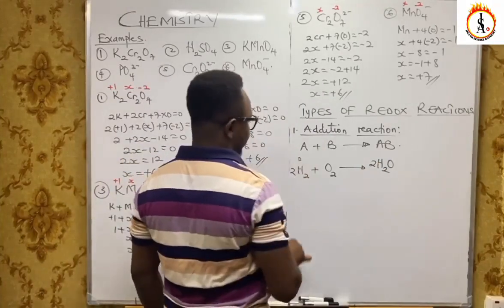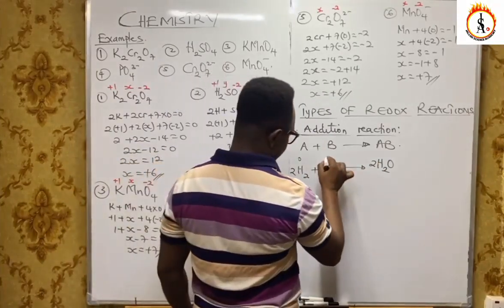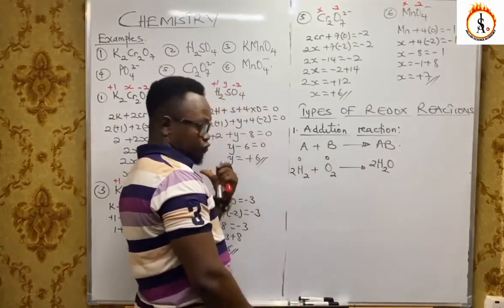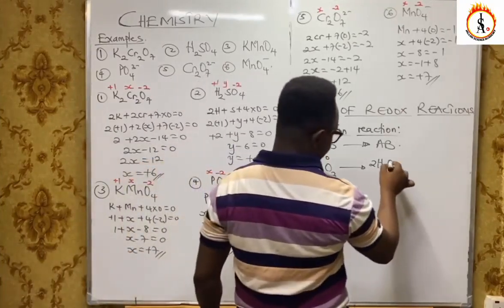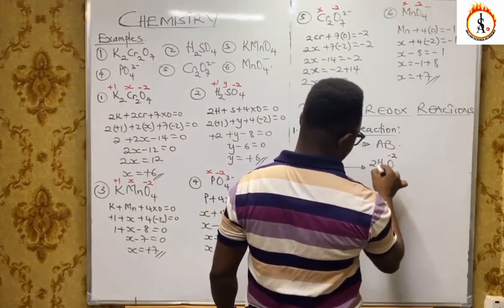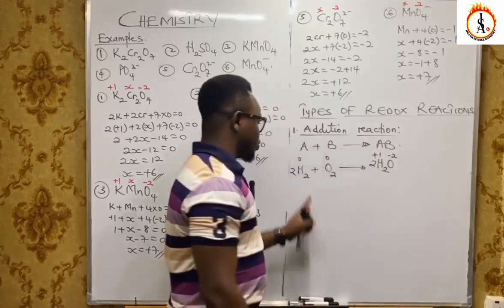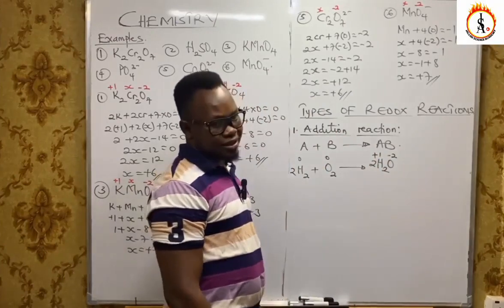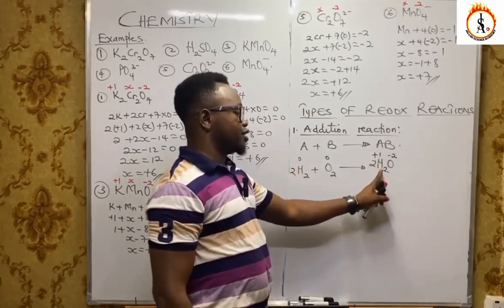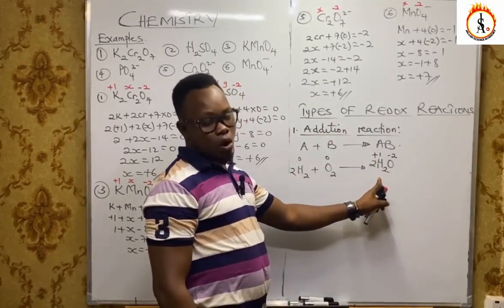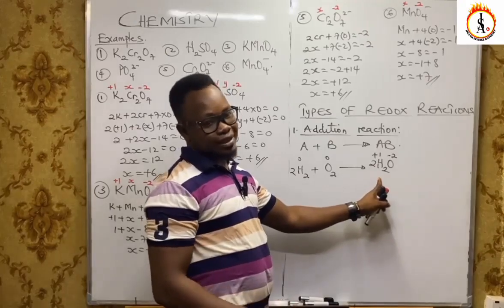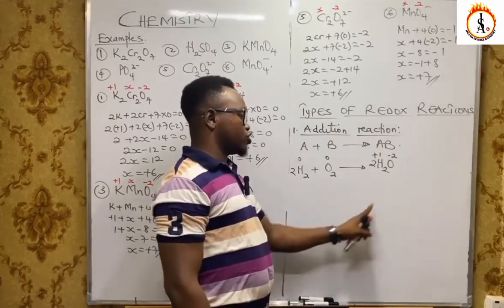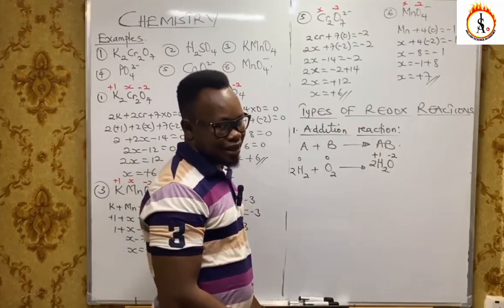Hydrogen in its free state, oxidation number 0, oxygen in its free state, oxidation number 0. We've just looked at it. And oxygen here minus 2, hydrogen plus 1. So we found out that hydrogen is increasing in charge and oxygen is decreasing in charge. So that tells us hydrogen is oxidizing by losing electrons and oxygen is reducing by gaining electrons.